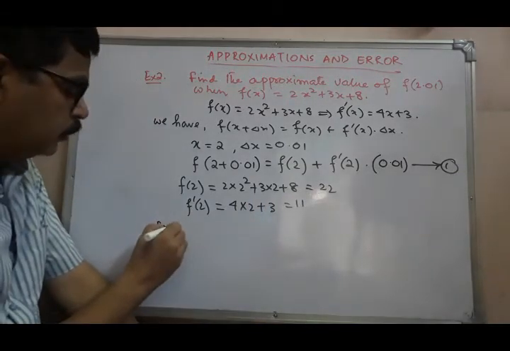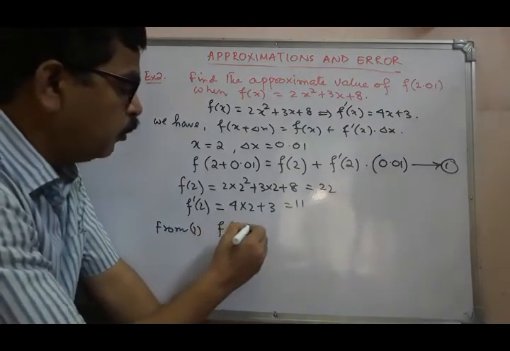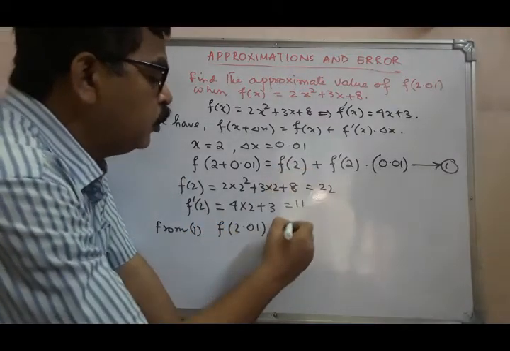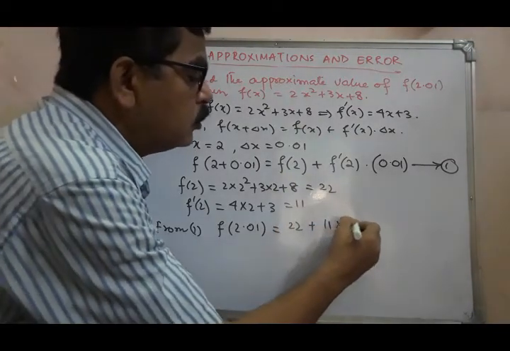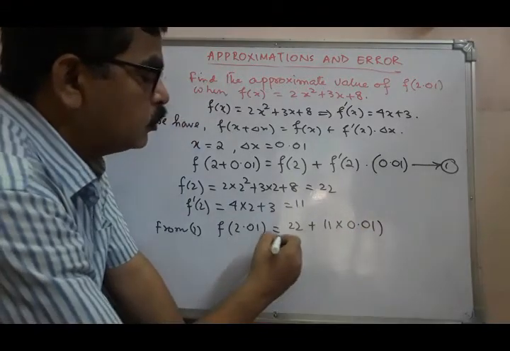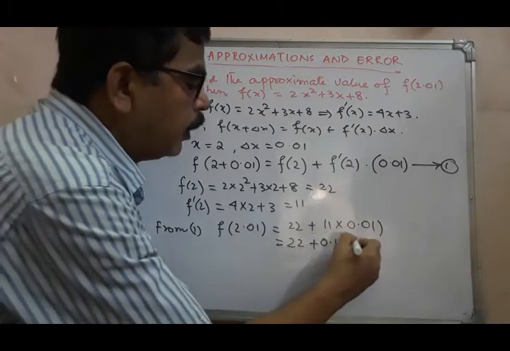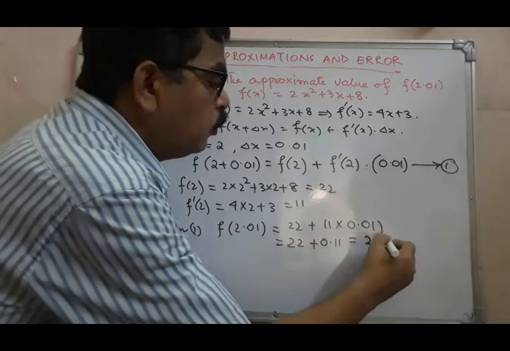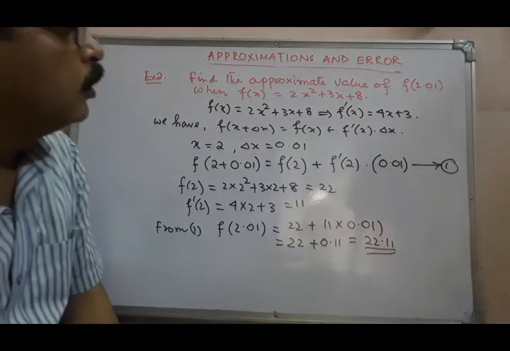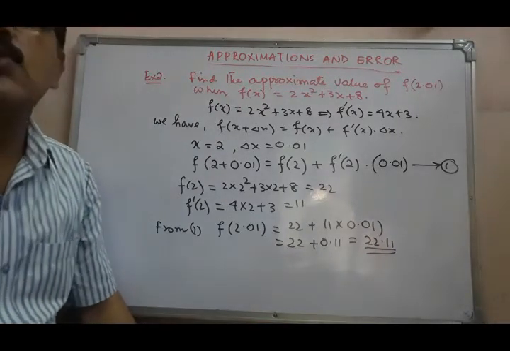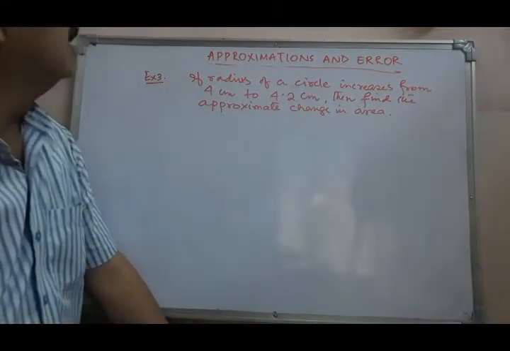Now from 1 what will we get? f 2.01 equal to f 2 which is 22 plus f dash 2 which is 11 into 0.01. So therefore 22 plus 0.11, that is 22.11. So this is the approximate value of f 2.01. In example 3, we have given a different type of example.